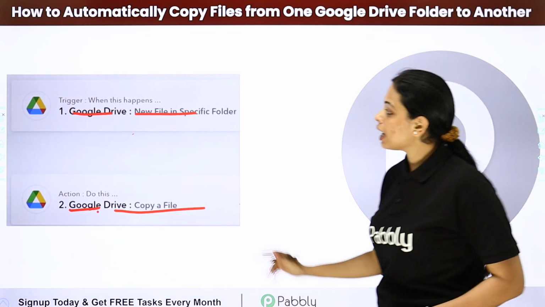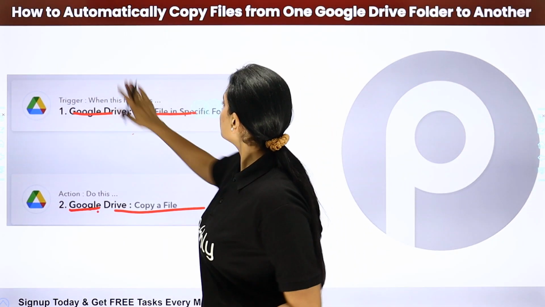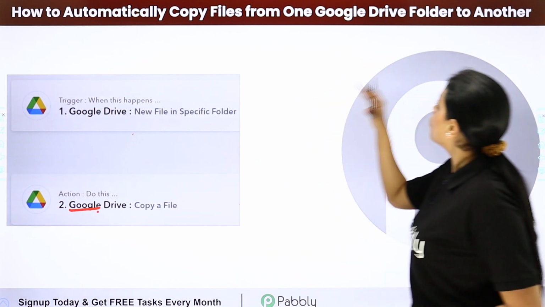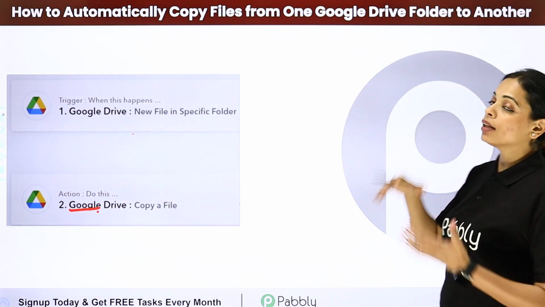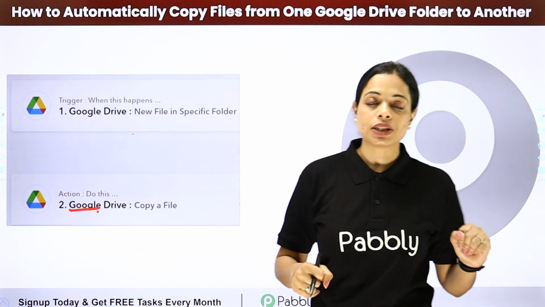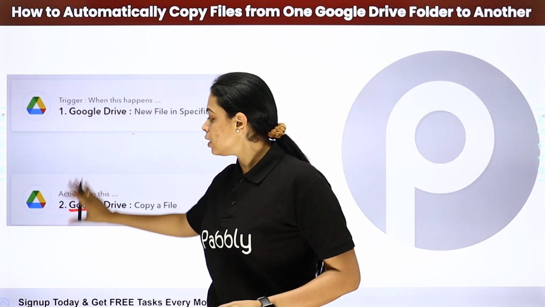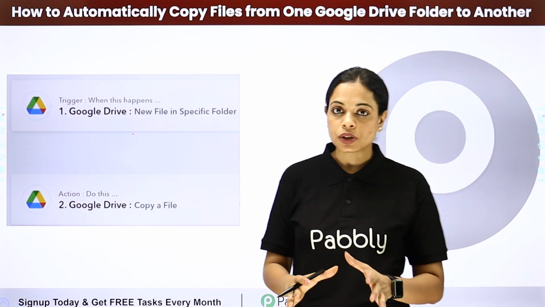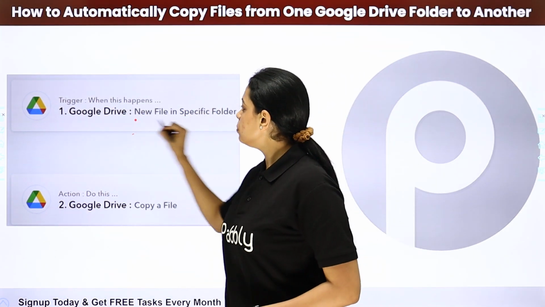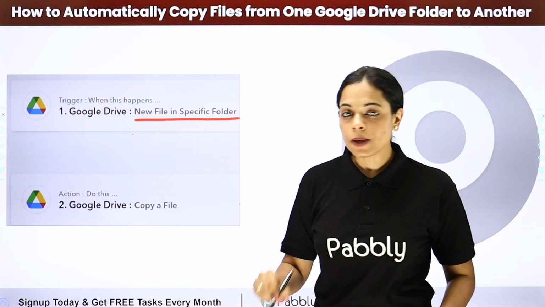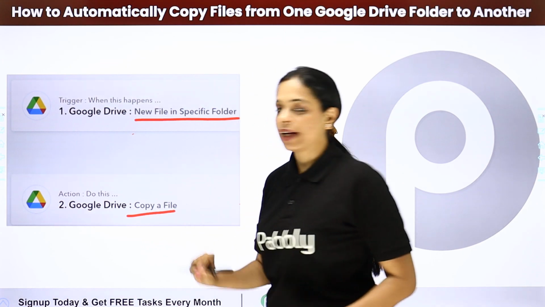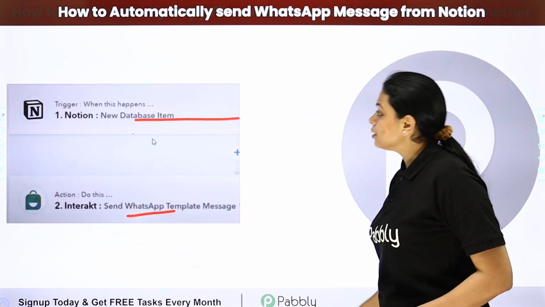The next one that we have here is how to automatically copy files from one Google Drive folder to another. Now this can have multiple reasons. This is very simple. So here your trigger application and your action application both will be Google Drive. The event initially would be new file in specific folder and then copy a file. Easy. Let's look at the last one.